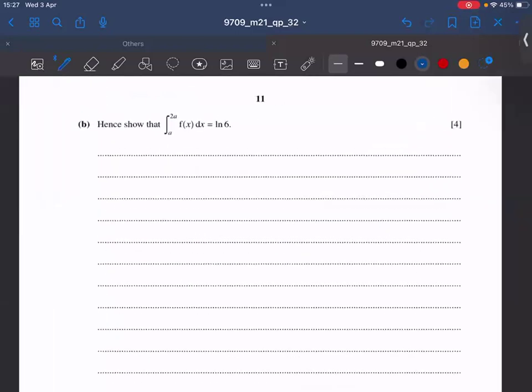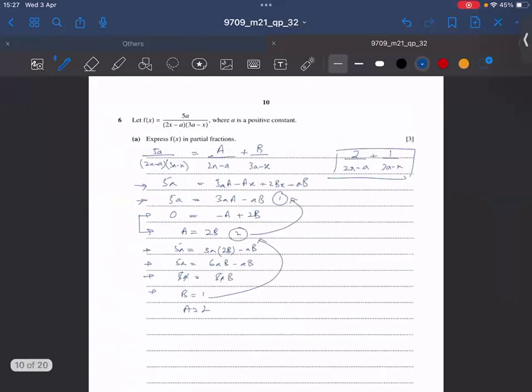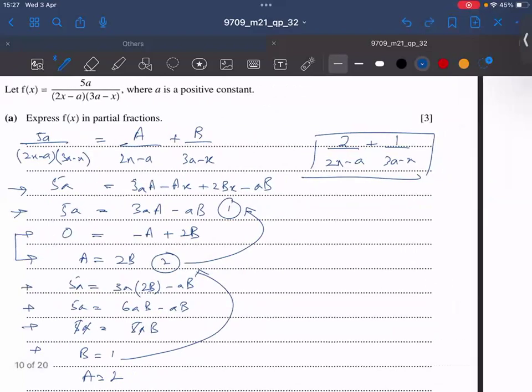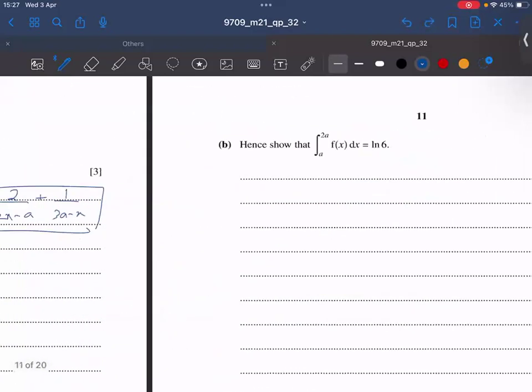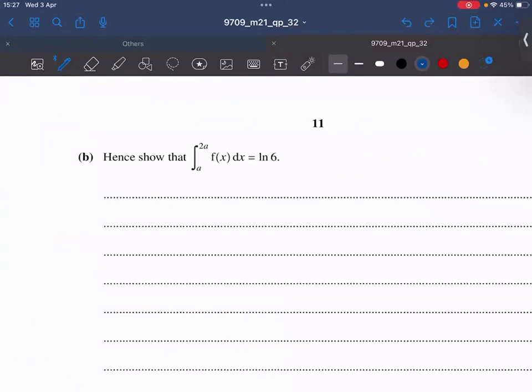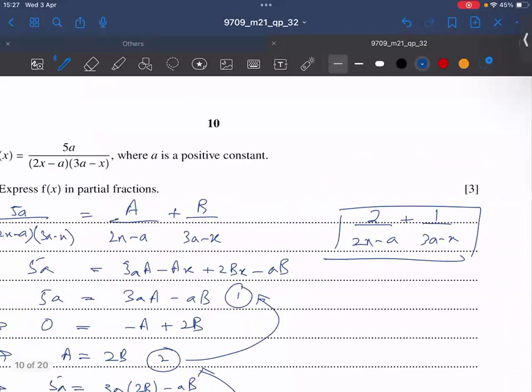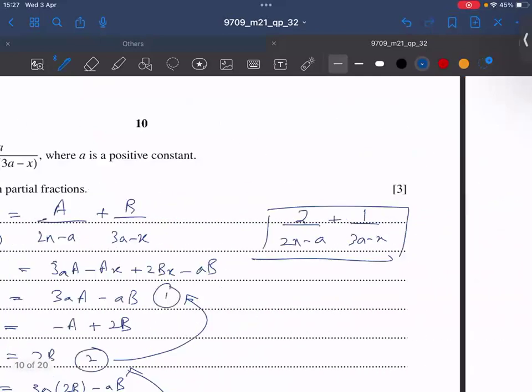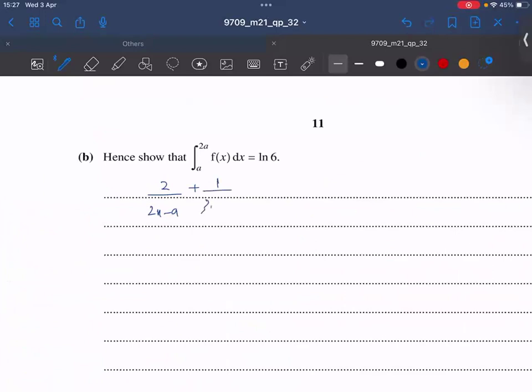All right. Now, we have got these partial fractions, and I need to replace f. I'm going to write down f(x) in terms of partial fractions, which is going to be 2 over 2x minus a, plus 1 over 3a minus x, dx, integral from a to 2a.